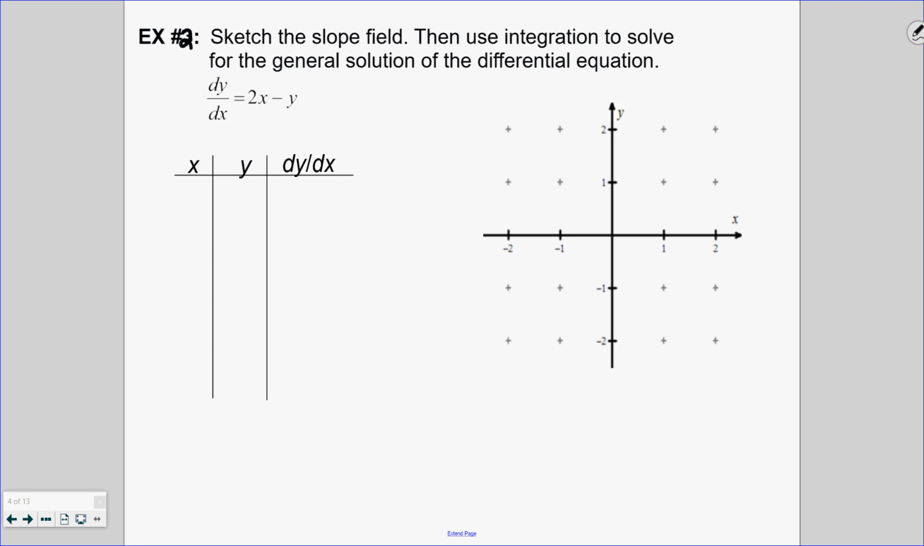So we only have x points from -2 to 2, and then we have y values from -2 to 2. So we're going to pick some of those and graph those. So if x is -2 and y is 2, I'm going to start with that point on the upper left. I plug into the differential equation. So this would be 2 times -2 minus 2, which is -4 minus 2. So we would get -6.